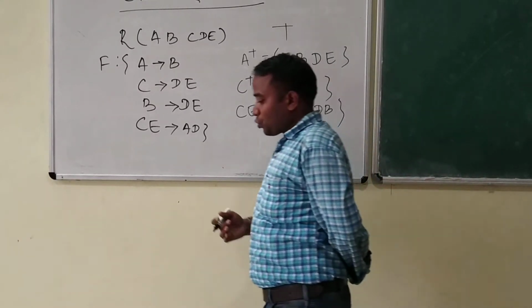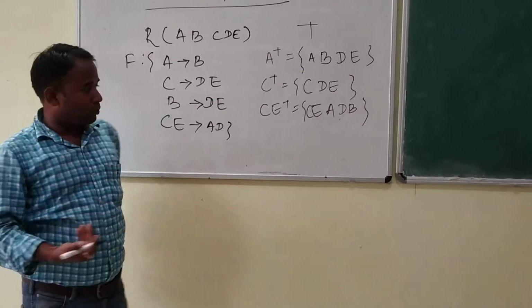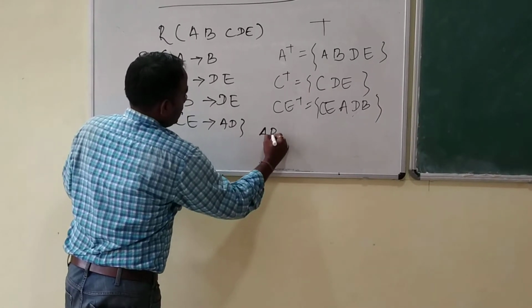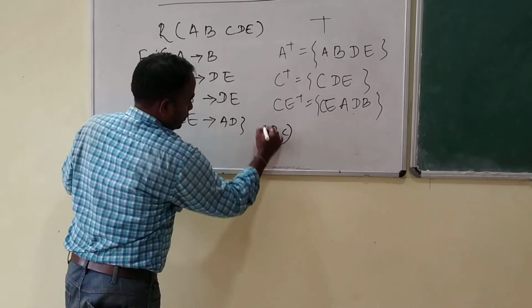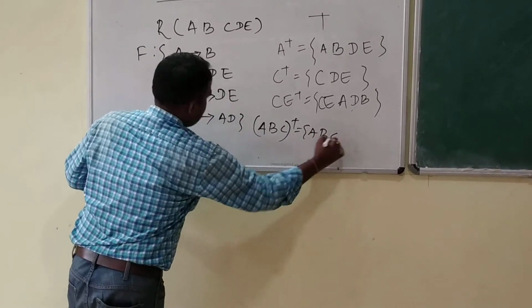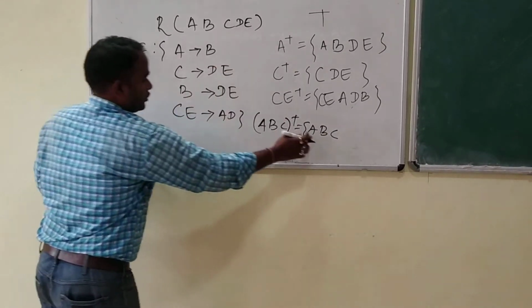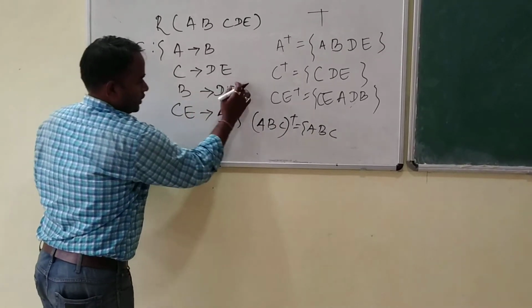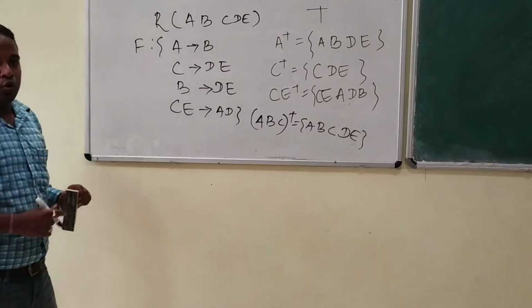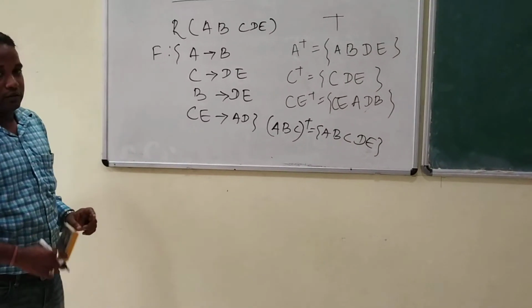Similarly, you can find the closure of any other attribute. Suppose someone finds the closure of A, B, C. If you find the A, B, C closure, it will be A, B, C. From A you can get B, which is already there. From C you can get D. This is how you can find the closure of a functional dependency.